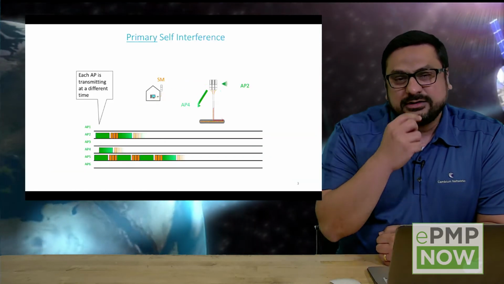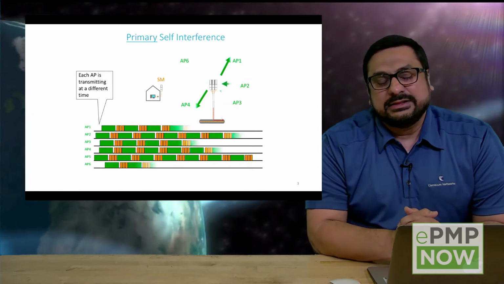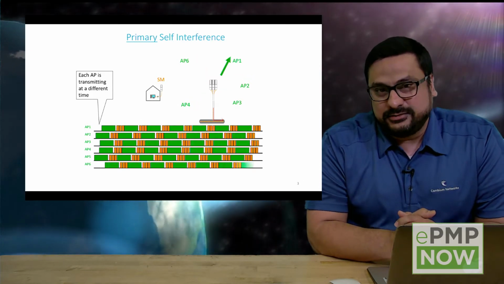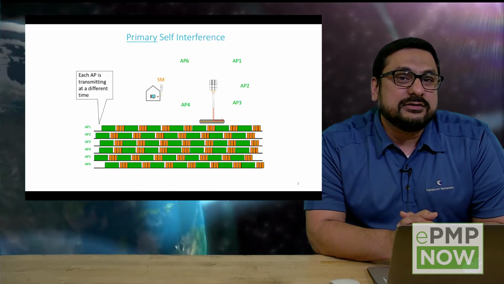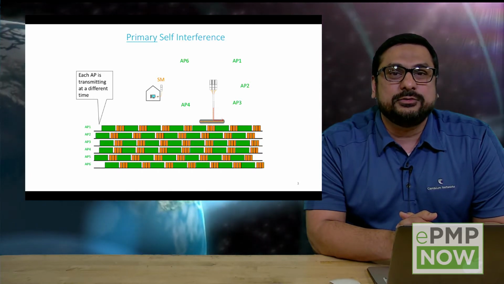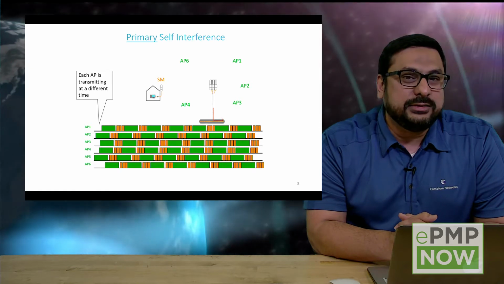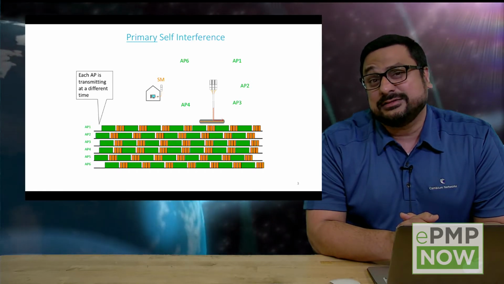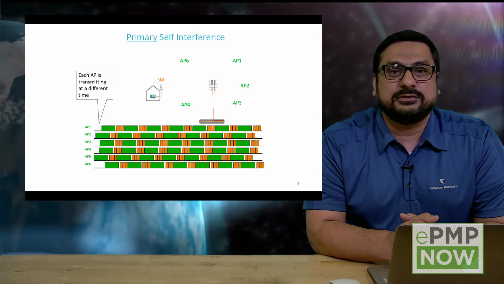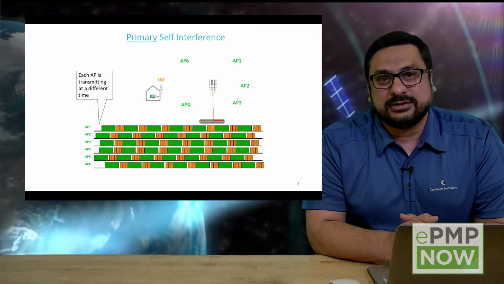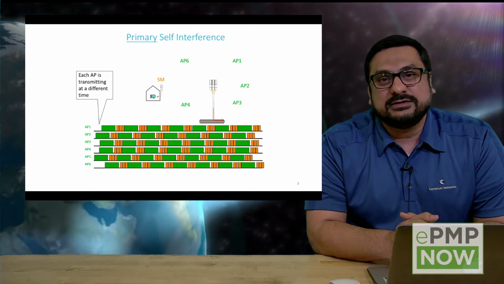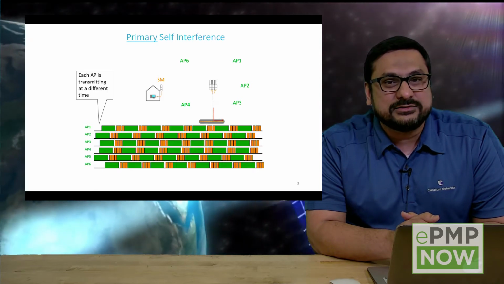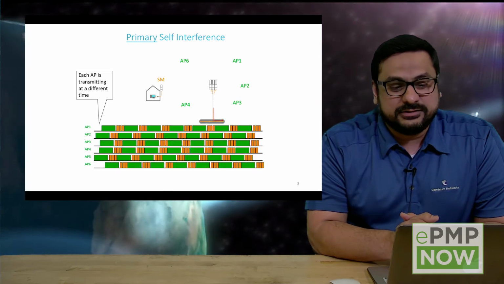When you talk about interference in an unlicensed band, the number one type of interference that causes issues is self-interference. When I talk about self-interference, this is interference from your own devices, one AP interfering with another AP, or the SMs registered to one AP interfering with another AP or its SMs. GPS synchronization or synchronization in general helps you minimize or eliminate that self-interference.